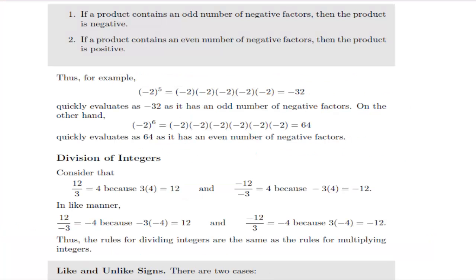Thus, for some additional examples, with negative 2 raised to the 5th power, there are 5 factors of negative 2, an odd number of factors, so the result would be 2 multiplied by itself 5 times, and then negative because there's an odd number of factors. The next example, we have 6 factors of negative 2. Multiply 2 6 times to get 64, and then we know that the result has to be positive because we have an even number of factors. So these are just some quick ways to evaluate exponent expressions.